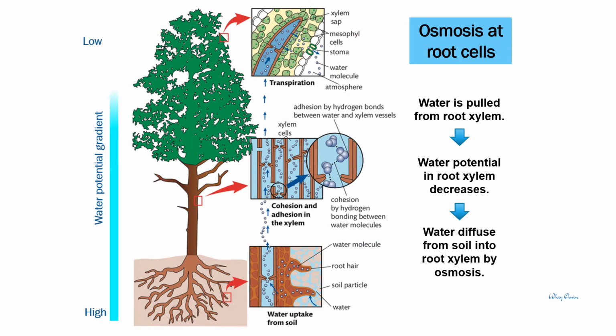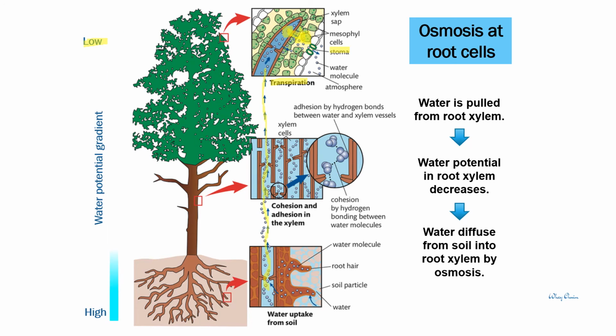When transpiration occurs at the stoma, which causes water loss from the mesophyll cell at the leaf, water will diffuse from the xylem in the leaf to replace the lost water, and this causes the xylem in the leaf to always have the lower water potential. The lost water will be replaced by pulling the water from the xylem in the stem, and this will pull the water from the root xylem.